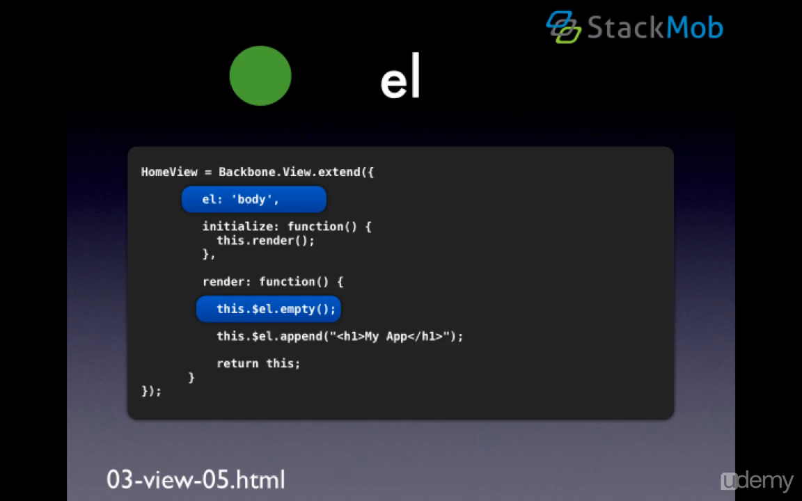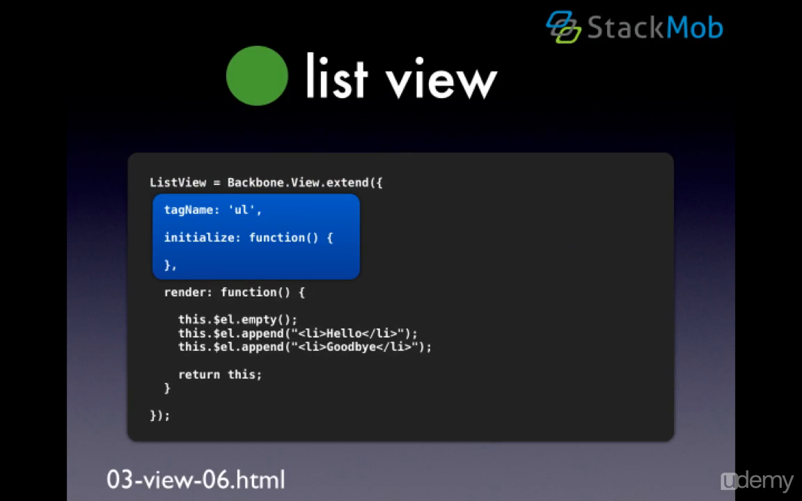Now I was talking about subviews, and in code 06 I introduce a second view. This is a list view. And inside of the list view, I'm going to give it a tag name. So instead of making this a div, I want to make this an unordered list. And I'm not going to initialize it, because I just want to leave it blank there for now. And when it renders, first it's going to empty the unordered list, and then it's going to append 2 items to my unordered list.